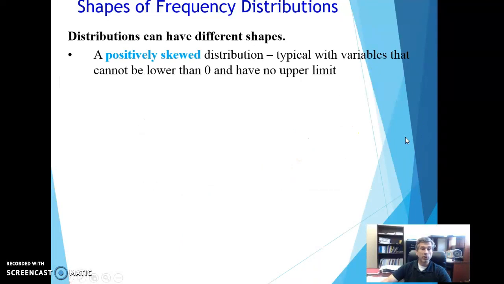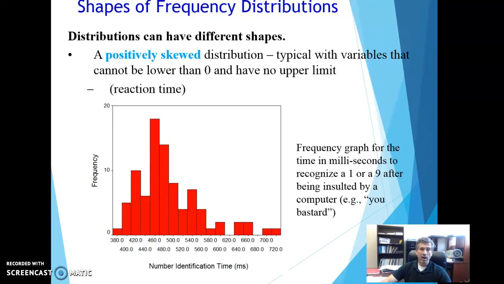So positively skewed distributions oftentimes happen when you have a hard floor on a variable, like you can't score below 0, but there's effectively no maximum. Reaction time, for example, tends to show a positive skew, where scores will bunch up in a relatively low range, relatively close to 0, and then you get fewer and fewer and fewer scores far above that. So this is how quickly people recognize numbers after a computer insulted them. It's an interesting study. I'm not familiar with it, but by gosh, I ought to read it. People getting cussed at by computers here.